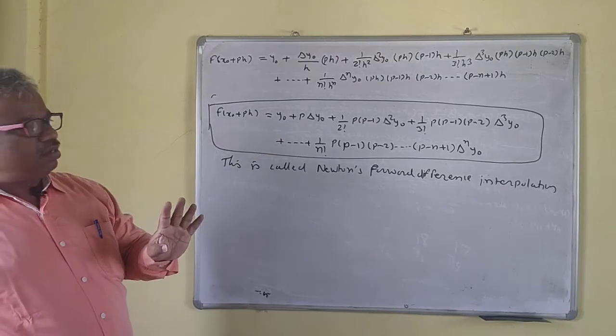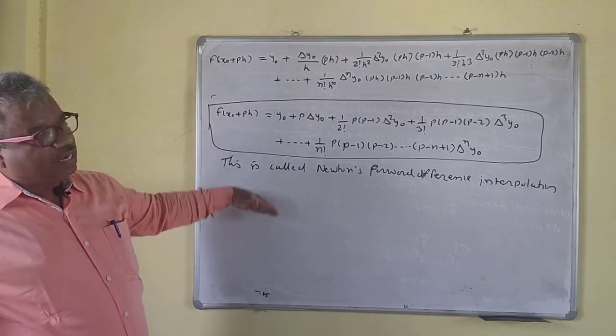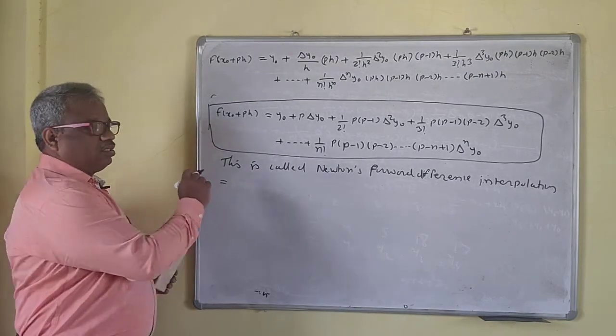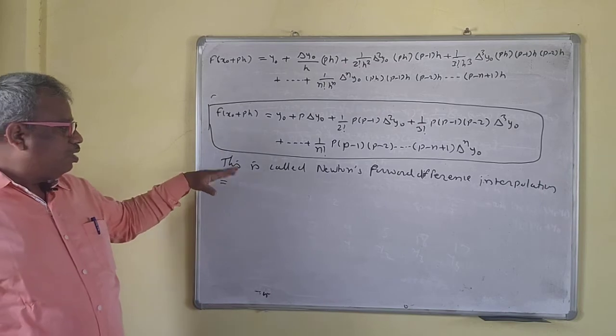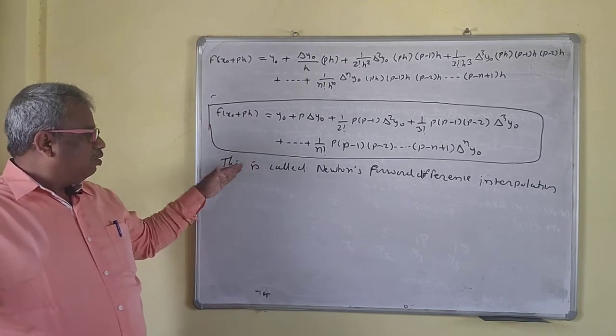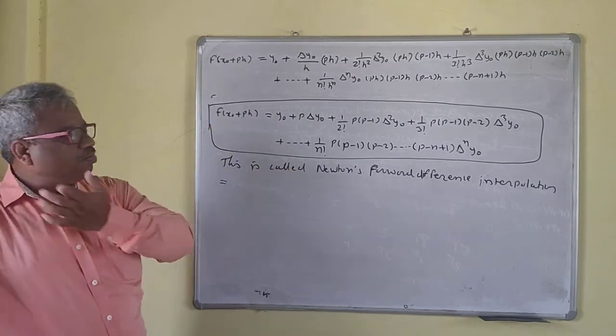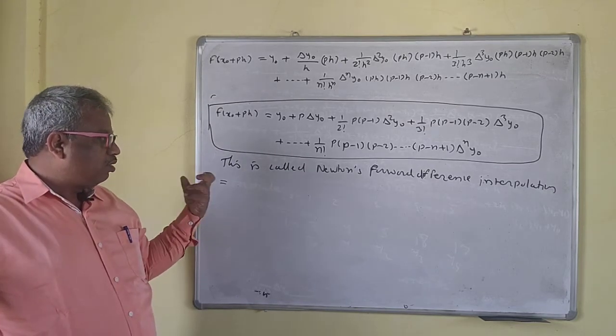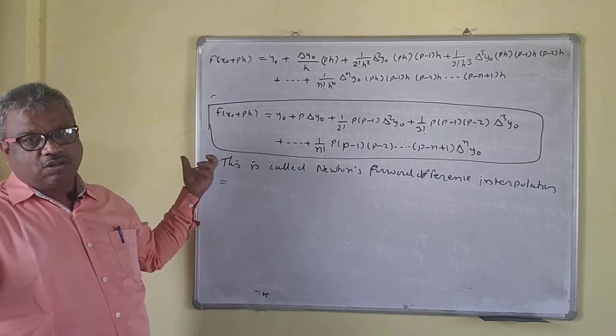No need to write the statement separately. Directly write all those things up to this. That is the statement and the proof of Newton's forward interpolation formula. So we have expressed here the Newton's forward difference interpolation formula.